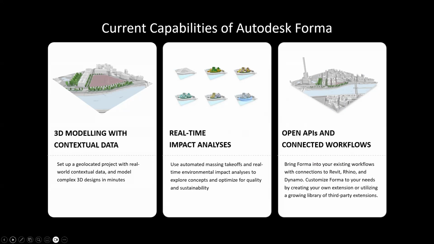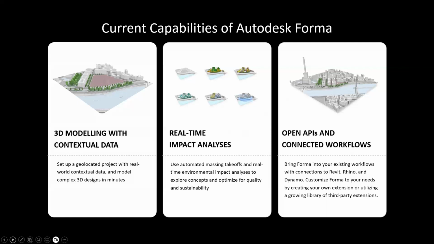Forma automates repetitive tasks with simple and parametric tools. This type of capabilities include tools that are focused on different typologies, the ability to create floor plans, circulation sketches, and parking generators. At the same time, you can draw multiple proposals at the same time, allowing you to compare trade-offs between different design solutions.